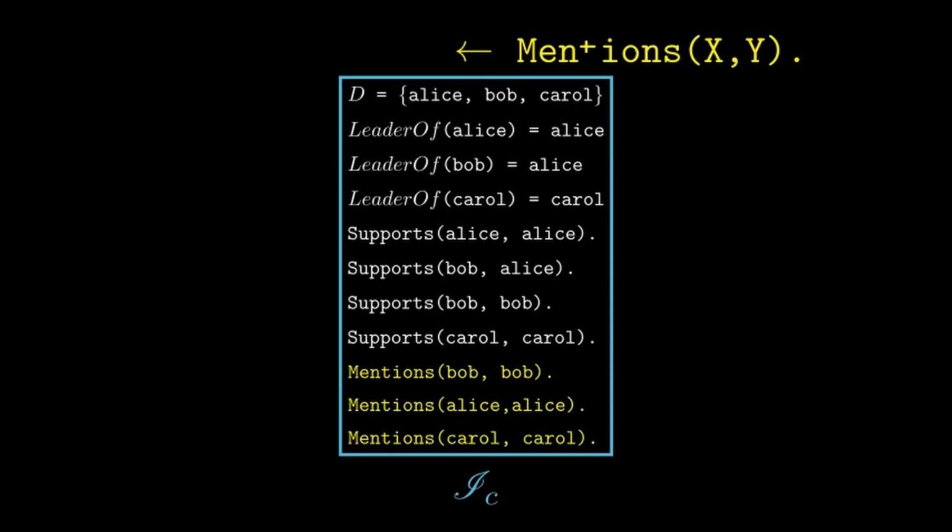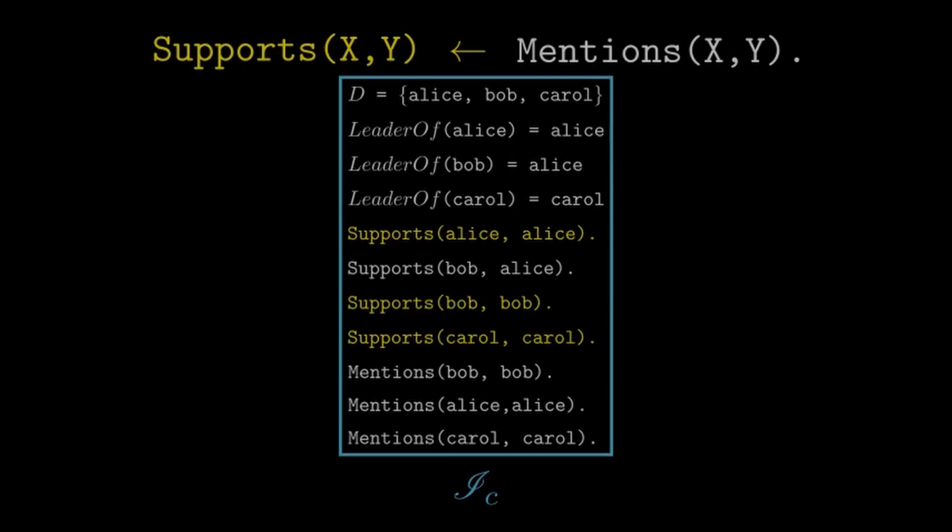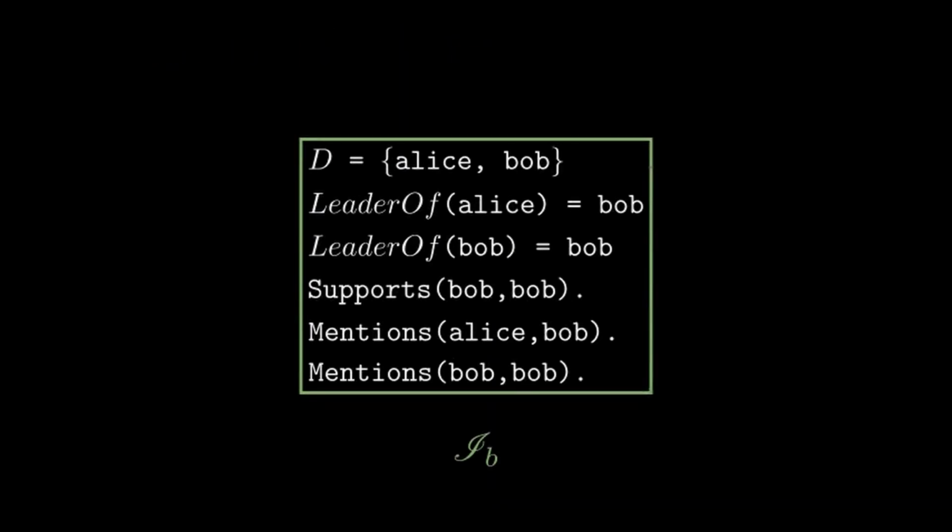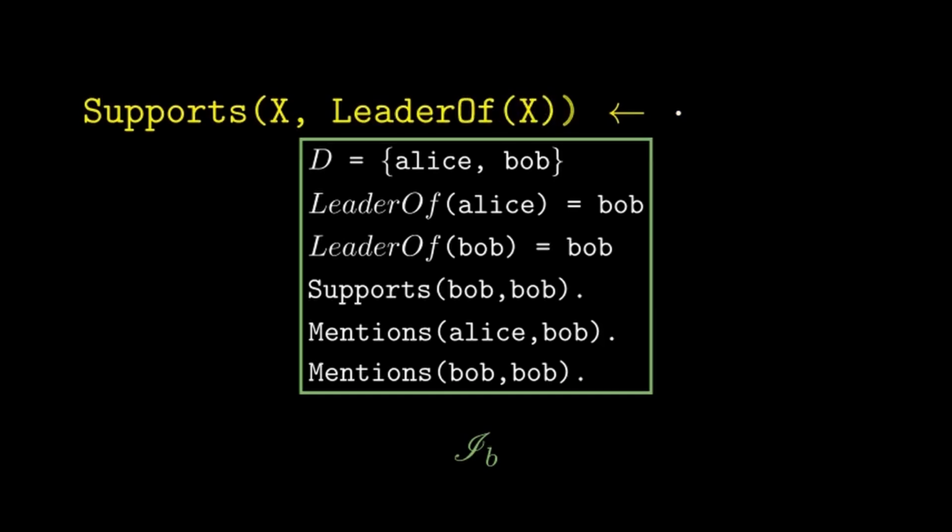Though Carol is our third wheel, it is in fact Bob who is the odd one out here. His interpretation is not a model of the program because it is missing facts. Get with the program, Bob. And that's basically all there is to it.